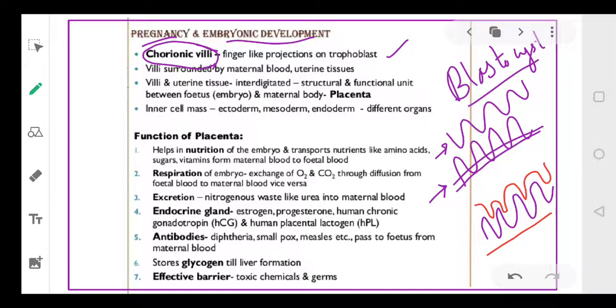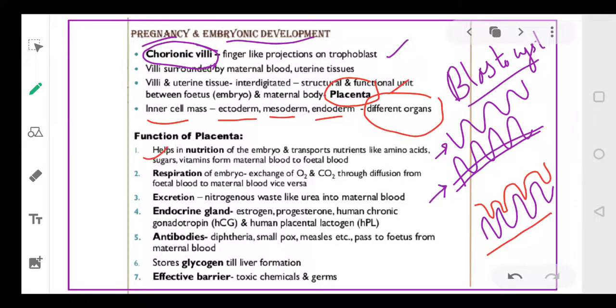Okay, and later on there will be a formation of placenta. The inner cell mass will then differentiate to form three layers: ectoderm, mesoderm, endoderm. And from these three layers, different organs in the embryo will be formed. Clear? And I told you that this interdigitation will later form the placenta. So placenta, what are the functions of placenta?